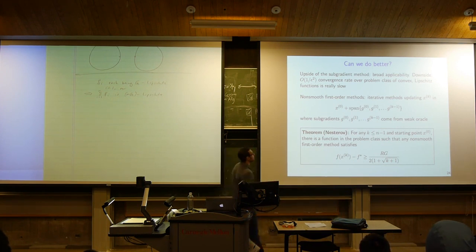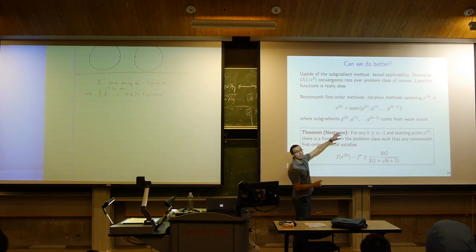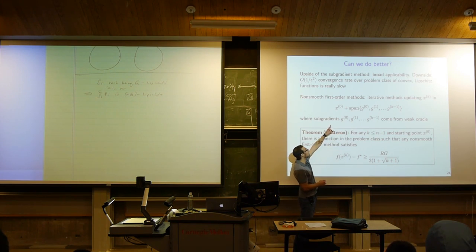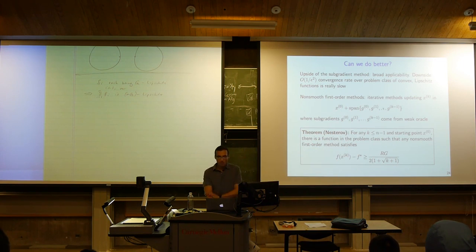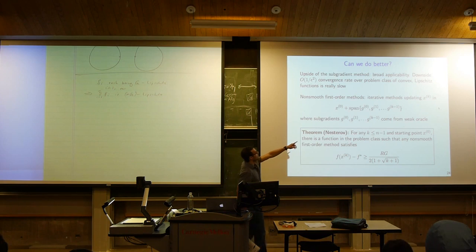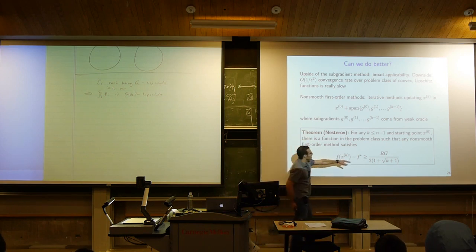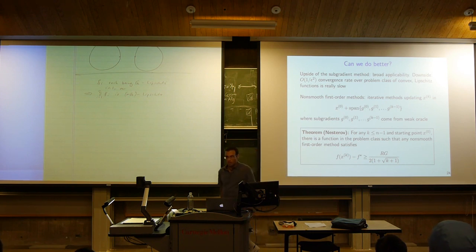So any method that makes updates by combining subgradients of the criterion at points you've seen so far in linear combination and starting at some point x0. Methods of this form are fundamentally limited over the class of convex Lipschitz functions by this rate. We just can't do better than 1 over epsilon squared.